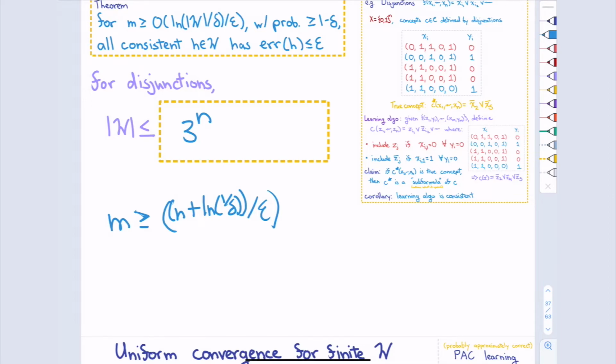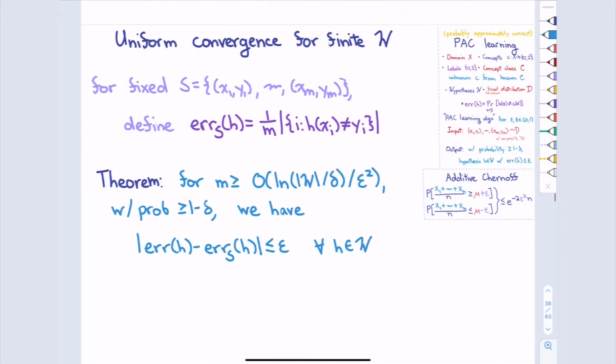All right. Okay, let me talk about a slightly different kind of bound. So for a fixed set S, we can define the error with a fixed training set S. I could define the training error to be the fraction of that training set that you get right. Okay, so error sub S of H is exactly how many things did you get wrong divided by the total number of samples. So it's your score on the training set.